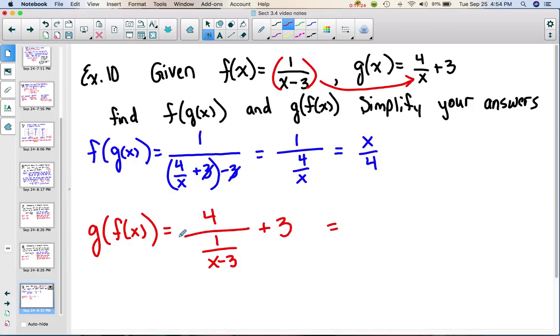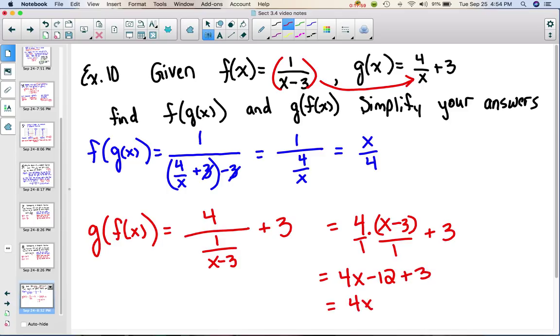Remember that when you divide by a fraction, it is the same as multiplying by the reciprocal. However, this plus 3 is completely separate. So it's going to become 4 times, and then when I flip this over, it's x minus 3 over 1. You can put this over 1 if you want. And then plus 3. Then I'm going to distribute this, so we get 4x minus 12 plus 3, because this was just over 1. So we have 4x minus 9. And that's simplified, and that's all there is to it.